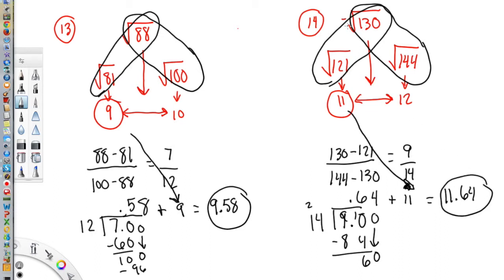Okay, once again, I know the square root of 130 is somewhere between 11 and 12. It's greater than 11, but less than 12. I found my hundredths by dividing the difference between my first two square roots and the difference of my second two square roots. I got 64 hundredths. But once again, don't forget about the negative sign here. So the answer actually is a negative 11 and 64 hundredths.